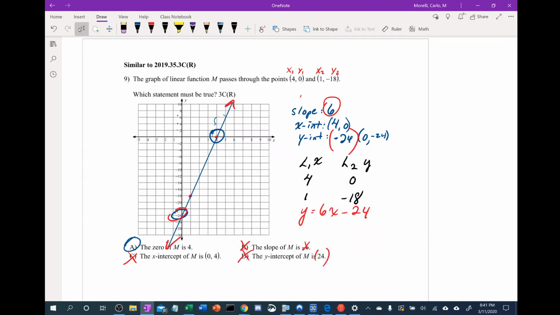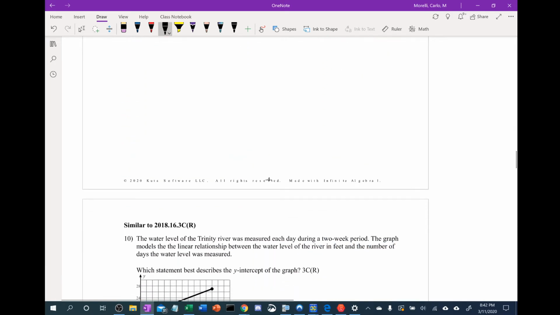If I wasn't able to actually directly draw on a piece of paper and I wasn't provided some digital tool to make these lines, I would definitely use the L1 and L2 stat edit, stat calc method.